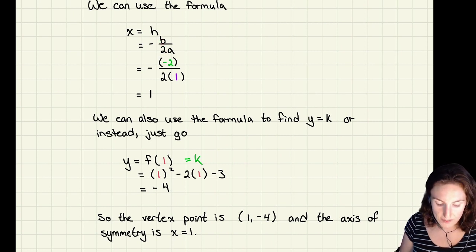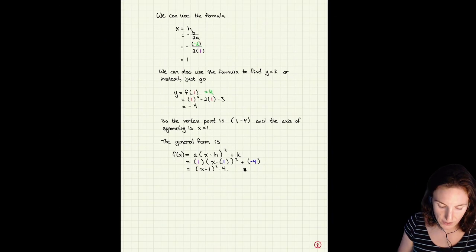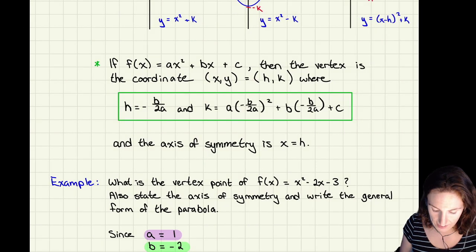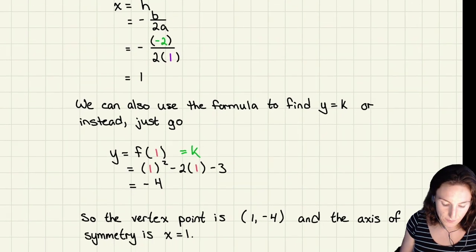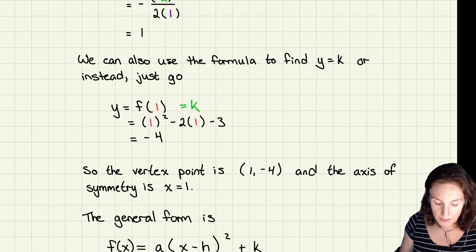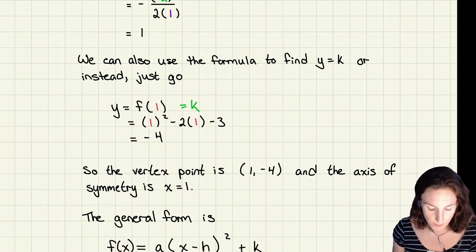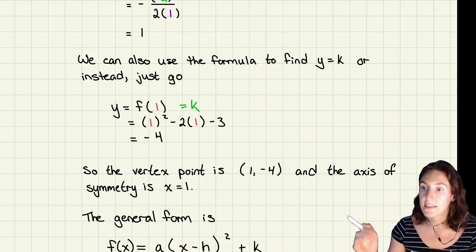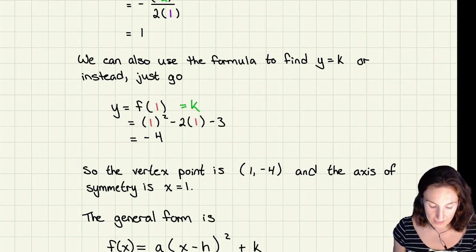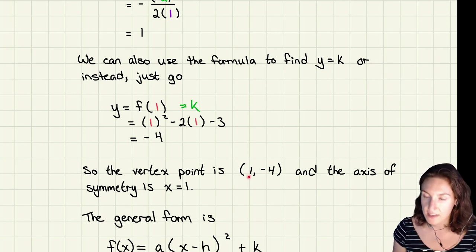And now, because I know I have my x is equal to 1, I just have to plug it back into that function. Okay, the x squared minus 2x minus 3. And if I do that, I'm going to end up getting -4. So that is my vertex point. So basically, our parabola is shifted 1 to the right and downward by 4. And the axis of symmetry is whatever that x value is.